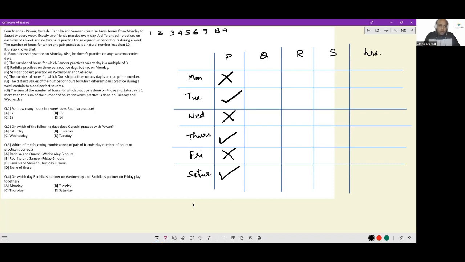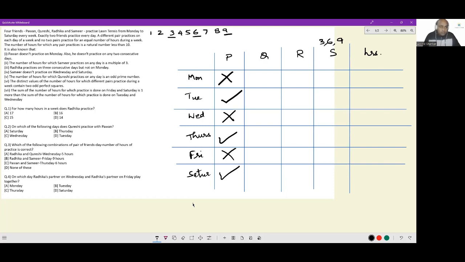Okay. The number of hours for which Samir practices on any day is a multiple of 3. Now, we had these 9 numbers. There are only 3 multiples of 3. So we know Samir practices for either 3 or 6 or 9. This is known.